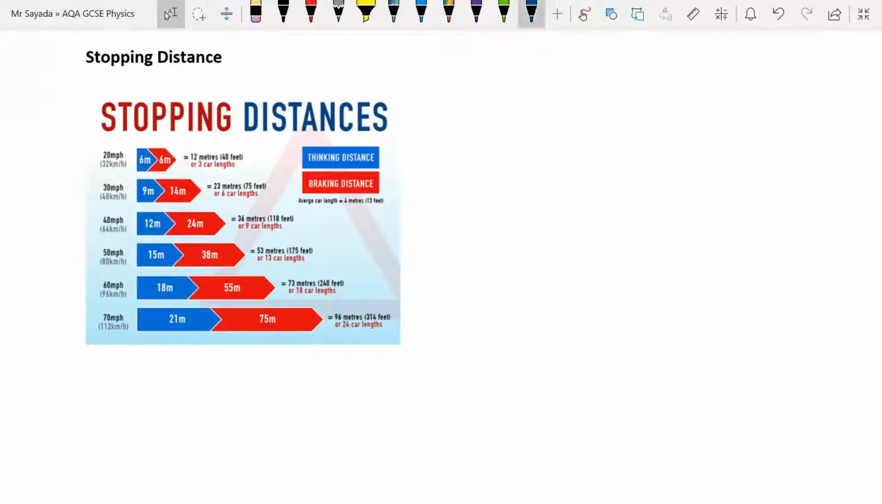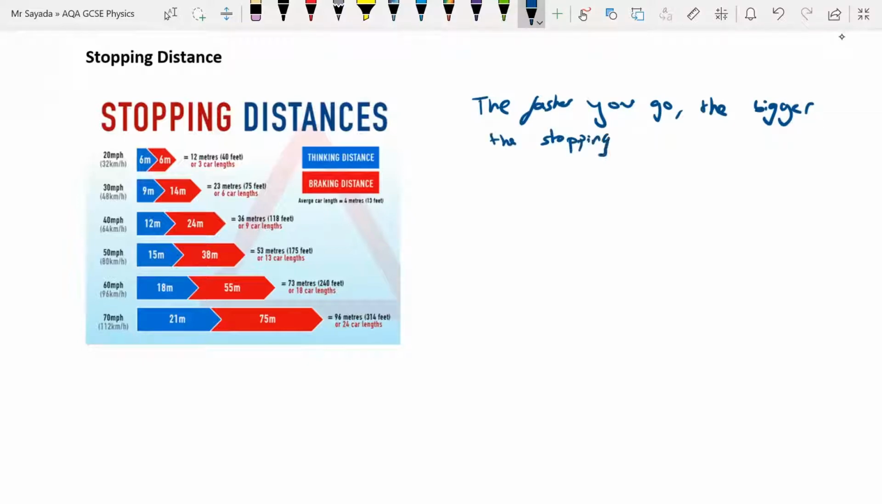So a few things to notice. Firstly, the faster you go, the bigger the stopping distance. And that's why driving fast can be dangerous, because it means it's going to take you longer to stop. But let's just really understand exactly what this stopping distance is. Because if you look at the diagram, you can see there's some distances in blue and there's also some distances in red. So what's the difference between those things?